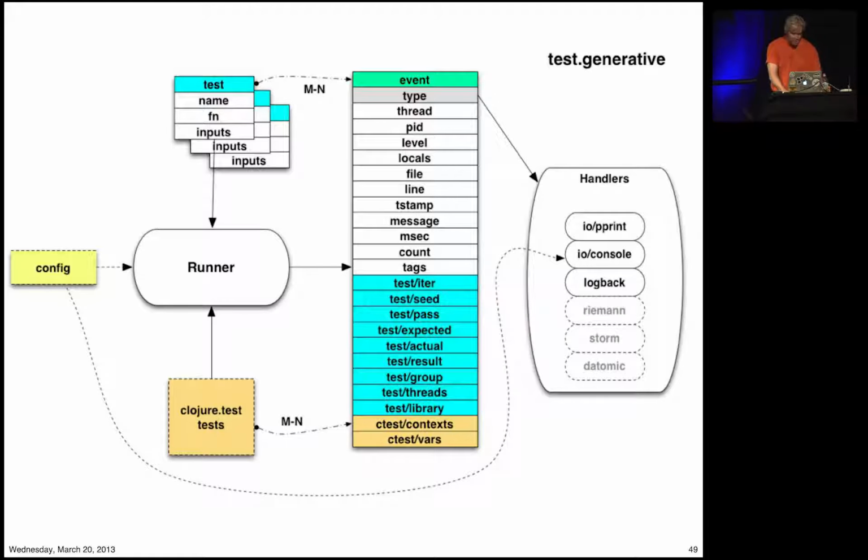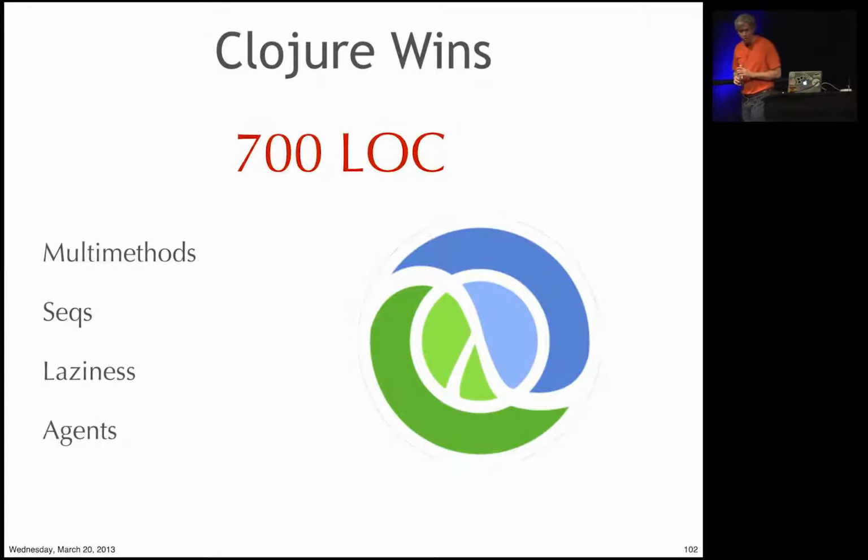I'm not going to talk through the entire thing. There are slides here that talk more about generative testing, but I'm going to jump ahead a little bit, because I want to talk about how Clojure and Datomic really help make Simulant work.